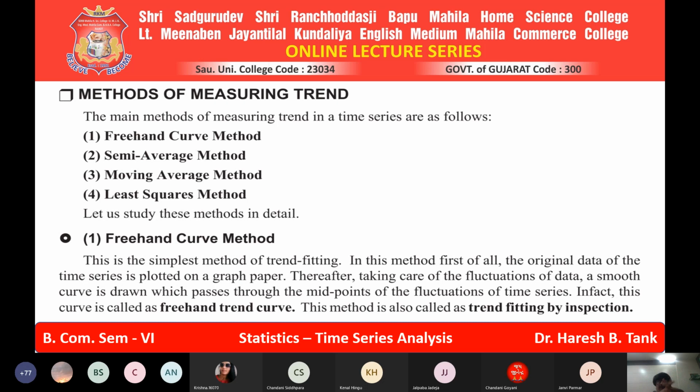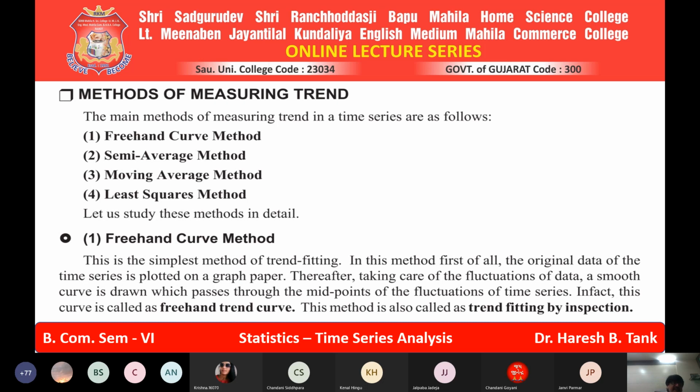First of all, we are concentrating on secular trend. Measuring this secular trend is our prime focus. Whenever the word trend is used, it reflects secular trend. Secular trend is generally denoted with T. There are four different methods to measure the secular trend. Which four methods are there?